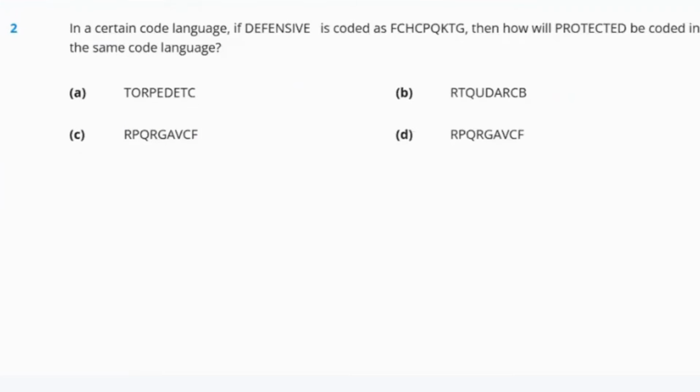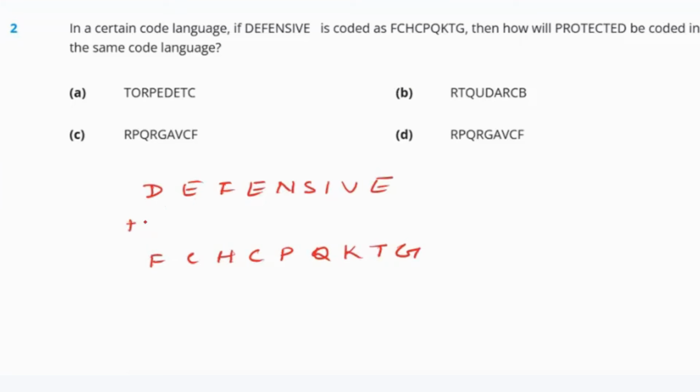Question 2 says that in a certain code language, defensive is coded as F, C, H, C, P, Q, K, T, G. We are making the code of the word defensive. So what is happening here? If I'm moving from D to F, I'm skipping 1 letter. D, E, F, so a 2 letter gap, I can say.